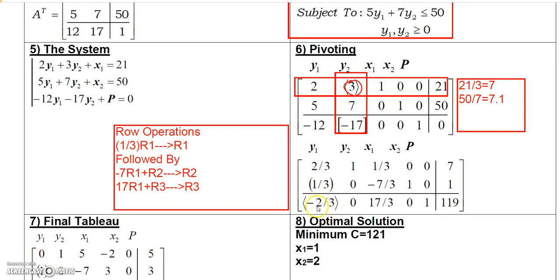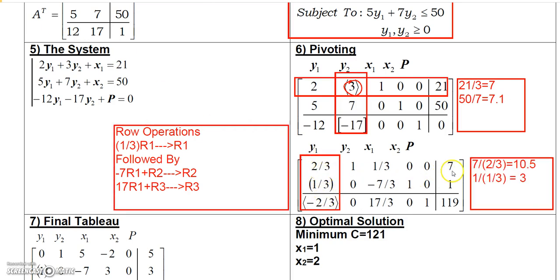Alright, but notice here that I still have a negative in the bottom row. So I still have to continue here with my pivot process. That's the only negative indicator, so that would be the pivot column.